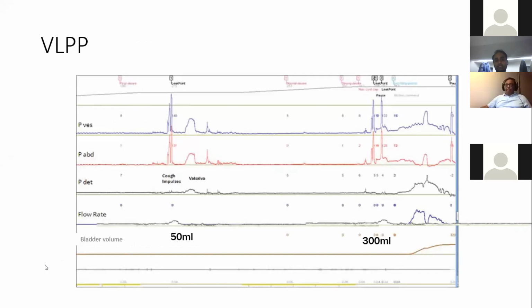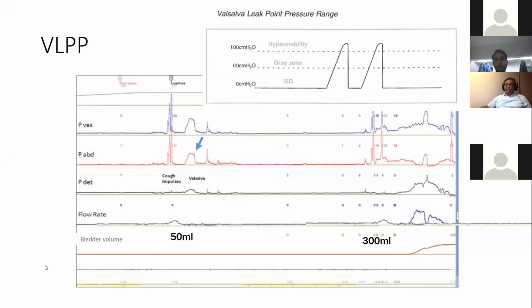On the Valsalva leak point pressure, you can see here that the patient has a cough and this is labeled as Valsalva. When we look at the flow rate, there is some amount of urine coming out in the flow meter. So this is the Valsalva leak point, and we can see that on Valsalva the patient has some incontinence. So this is labeled as stress urinary incontinence. You can have this because of intrinsic sphincter deficiency or because of hypermobility of the sphincter.